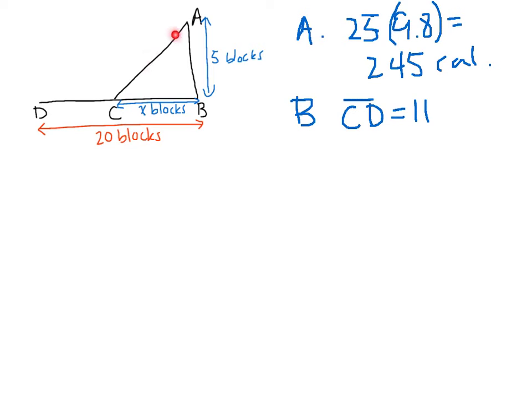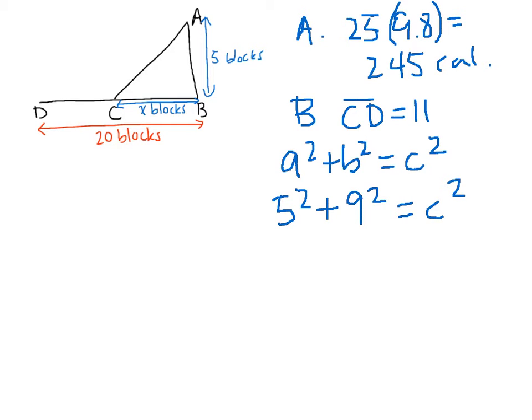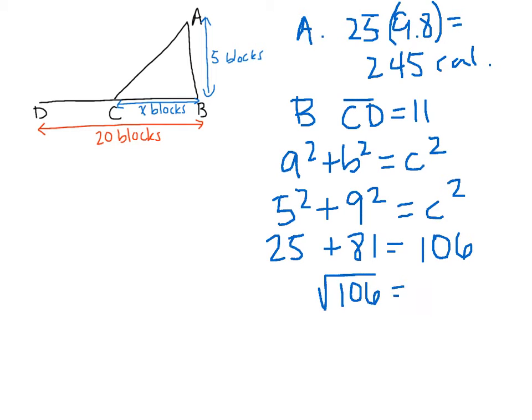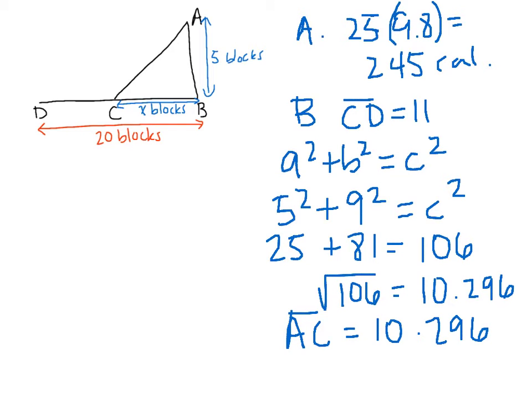Then I'm going to need to use the Pythagorean theorem to find the length of the hypotenuse of this triangle. The Pythagorean theorem: a squared plus b squared equals c squared. In this case, we're looking for the c. We already know the a and the b, so I'm going to substitute in 5 squared plus 9 squared, and remember the 9 is given in the problem. That's going to equal c squared. So we have 25 plus 81, which gives us 106. If we take the square root of 106, that's going to give us the hypotenuse, and that is 10.295 or 10.296. So again, AC equals 10.296.